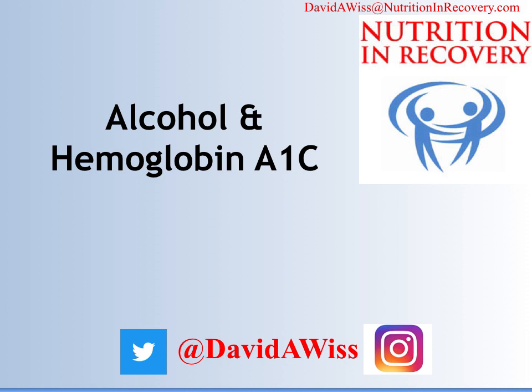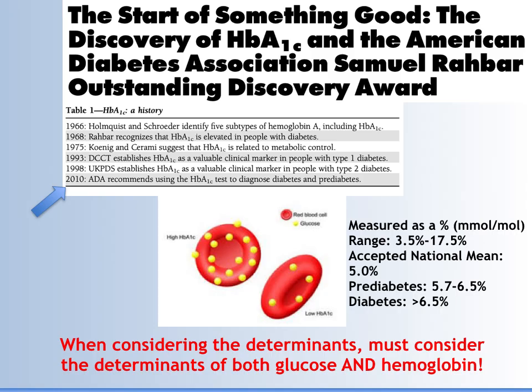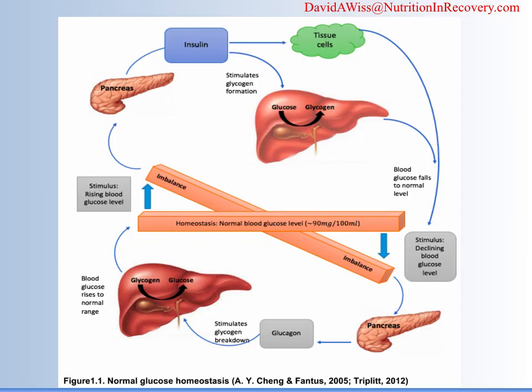Today we're going to talk about the very interesting relationship between alcohol and hemoglobin A1c. A1c was discovered in the 60s and has been used since 2010 to screen as well as diagnose both prediabetes and diabetes. Now, in order to truly understand hemoglobin A1c, one must understand hemoglobin, which is a part of red blood, and A1c, which is a measure of glucose exposure to that red blood over a 2 to 3 month period. Now, understanding the glucose system in itself is very complicated.